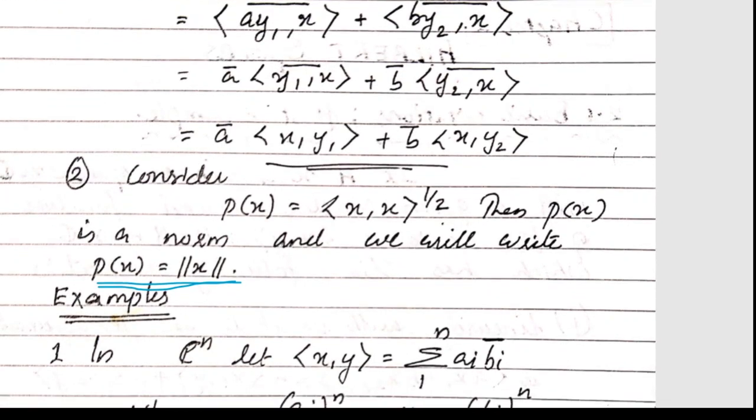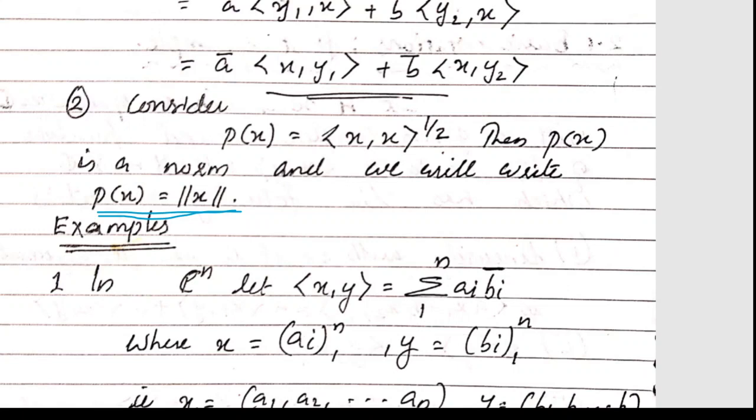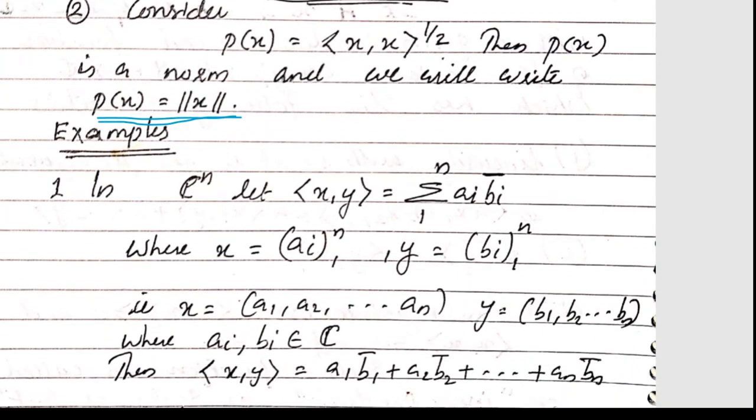Now some examples of inner product. First one is in n-tuples of complex numbers. The inner product is defined as the coordinate-wise sum, but in that coordinate we are taking y's conjugate, that is b1 conjugate, b2 conjugate. So the inner product (x, y) is the sum from i equals 1 to n of a_i b_i conjugate, where x = (a1, a2, ..., an) and y = (b1, b2, ..., bn), where a_i, b_i belong to C. Then its inner product is defined as a1 b1 conjugate plus a2 b2 conjugate plus and so on plus an bn conjugate.